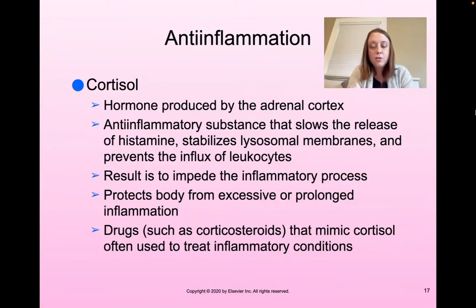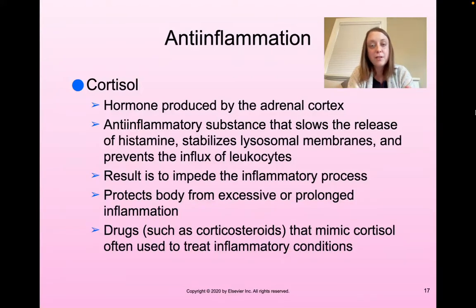So let's review the different steps of inflammation. First, there are cardiovascular changes to the blood vessels in particular. They dilate to bring more blood to the area. Then the capillaries become more permeable to let blood, fluids, and white blood cells out into the area. And chemicals help to mediate this whole process.